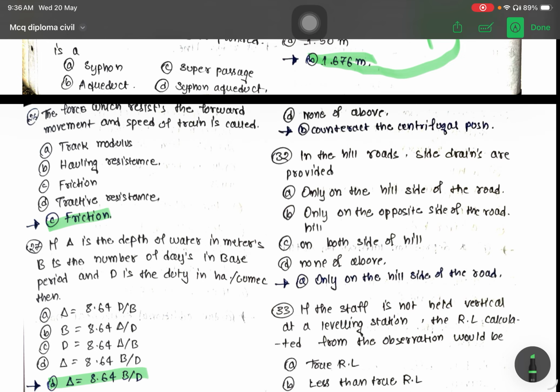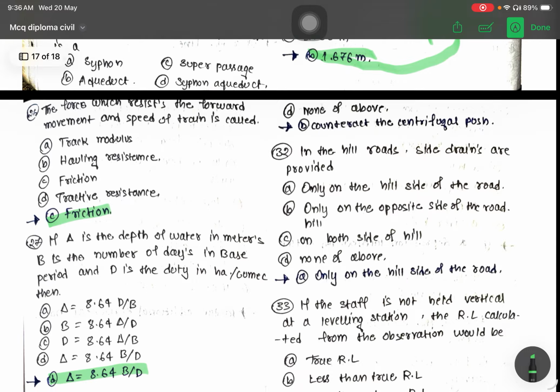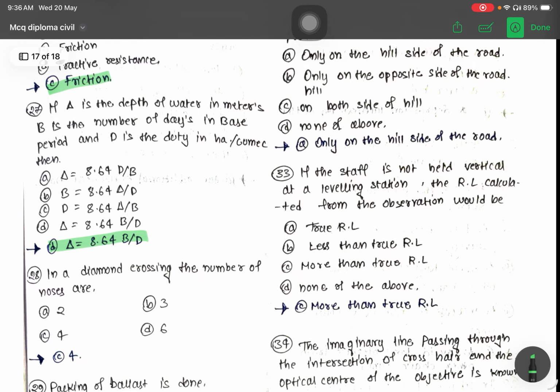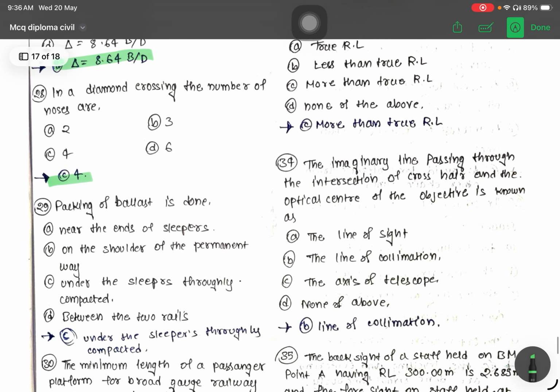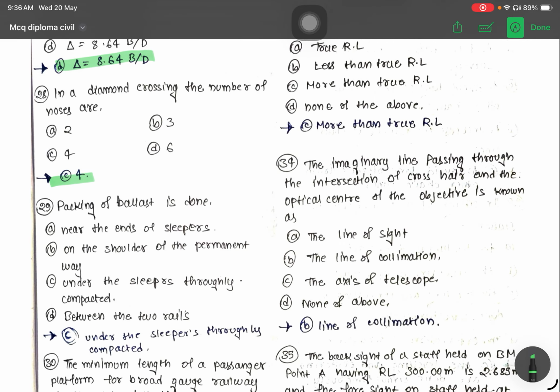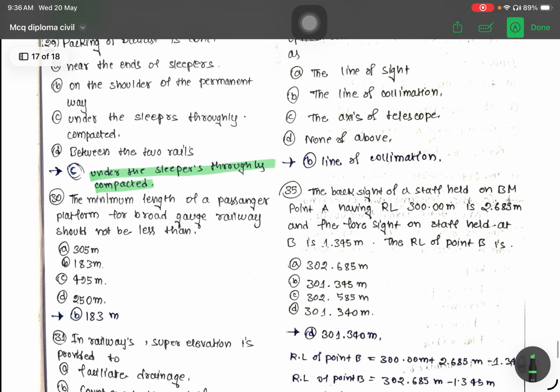Delta equals 8.64 B by D. It is an equation. If delta is the depth of water in meter, B is the number of days in the base period, and D is the duty in hectare per cumec, then delta is equal to 8.64 B by D. In a diamond crossing, the number of noses is 4. Packing of the ballast is done under the sleeper by being compacted. The minimum length of passenger platform for broad gauge railway should not be less than 183 meter.